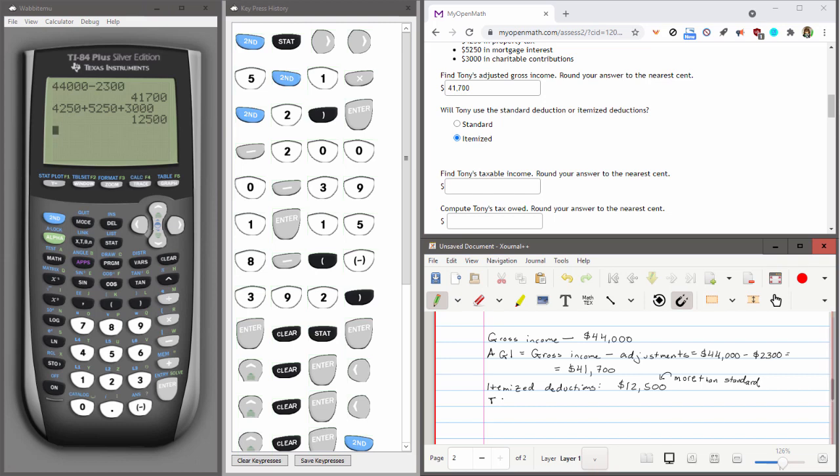And then his taxable income is his adjusted gross income minus his deductions. So that's 41,700 minus 12,500. So his taxable income is 29,200.